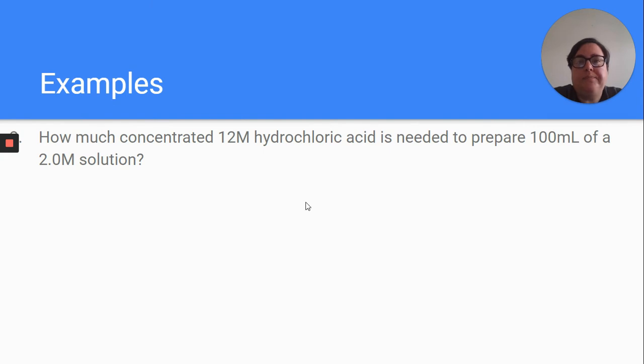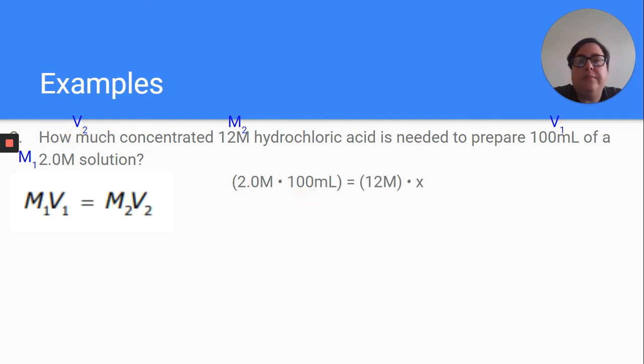Let's look at number 2. So find the word of. That connects your M1 and your V1. So we can label those. The 12 molar would be our M2, and we're again looking for V2. So you look on page 3, you plug in your numbers. We want to solve for X, which means we're going to divide by 12 molar. That cancels the 12 molar on this side. And then molarity can cancel on this side. So our answer is going to be in milliliters. So when we multiply and divide, we get 17 milliliters.